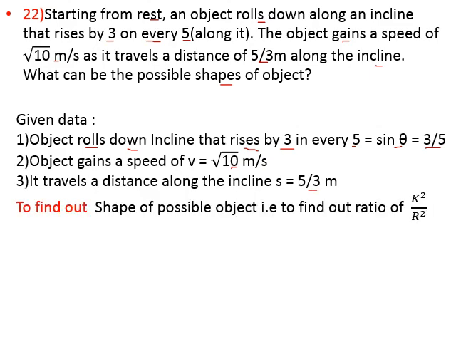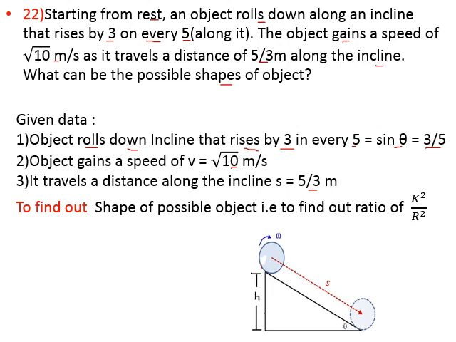I will explain using this diagram. Again, what do we have to do? What are the possible shape or shapes? For this purpose, we have to find k square upon r square, and from this k square upon r square, we can judge the shape. See, this is the inclined plane, the angle of inclination is theta, h is the height, s is the displacement along this incline, and sine of this theta is nothing but h upon s. This value is also given.